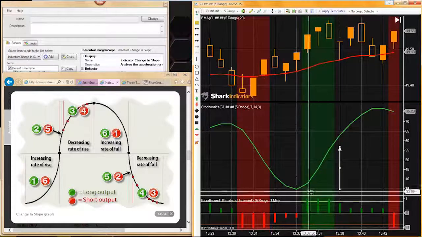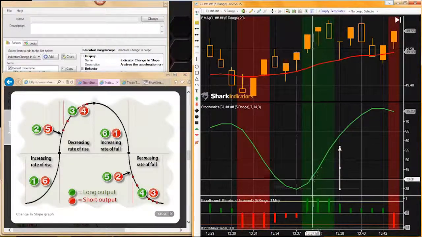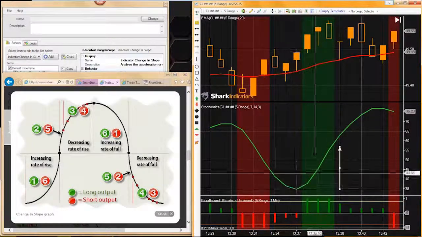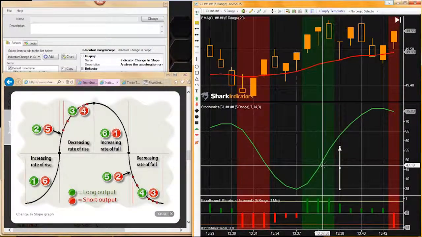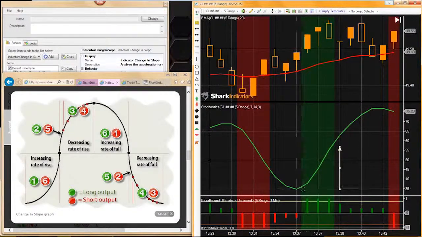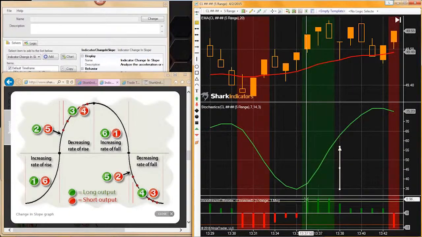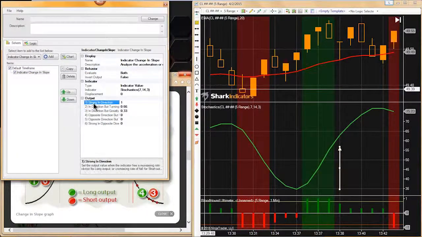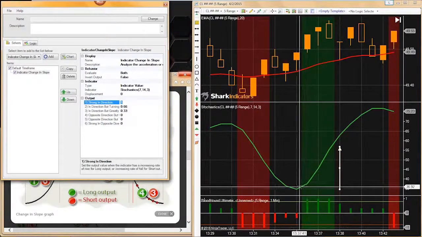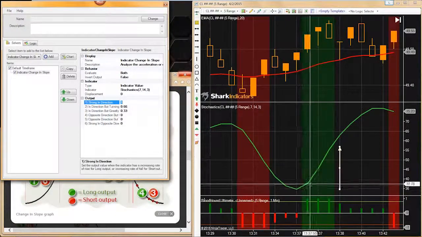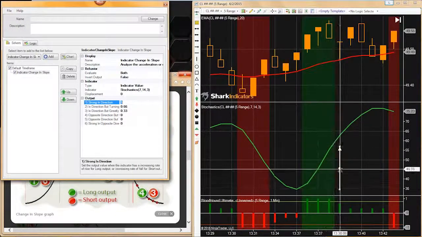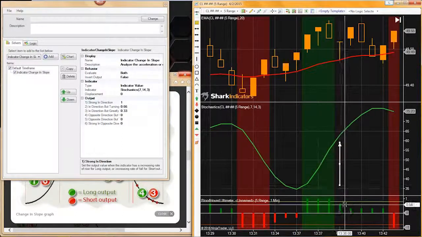All right, so we'll take a look at the long side here as the stochastic is turning up. As the stochastic is turning up, it's increasing in its rate of rise, and so the output is 1. So that is out here. That's output number 1, and I set the output value to 1. So that tells us that the stochastic is strongly rising right here.